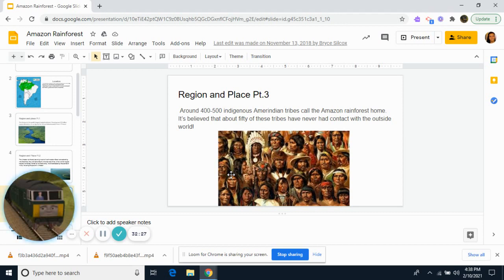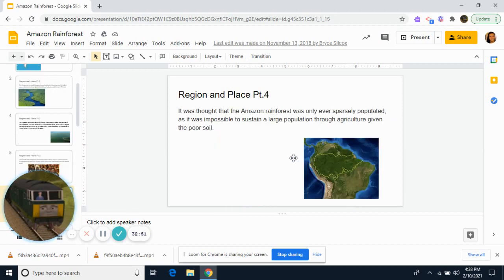All right, part 3. Around 400 to 500 indigenous Amerindian tribes call the Amazon rainforest home. It's believed about 50 of these tribes have never had contact with the outside world. Definitely what they look like.